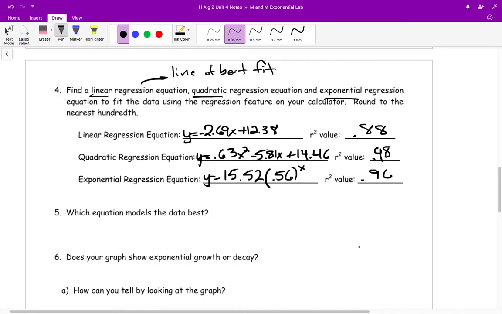Now, what r squared values basically tell you is how good your regression equation is. The closer your r squared value is to 1, the better the fit.